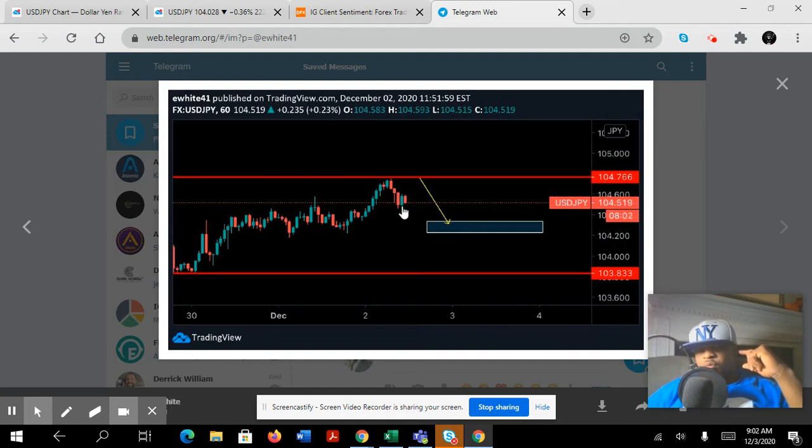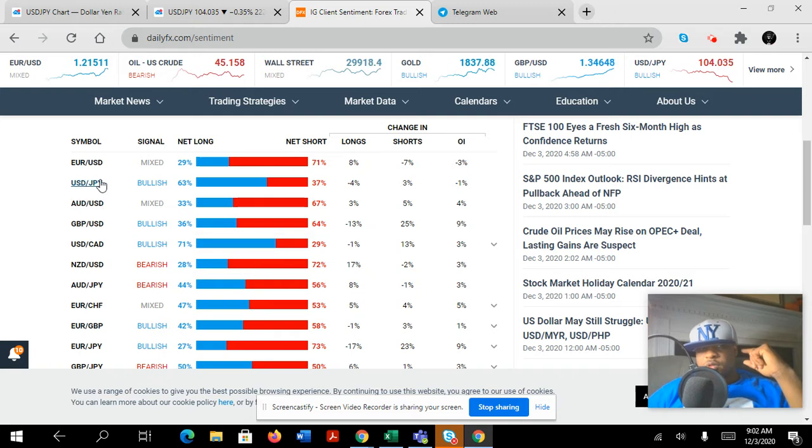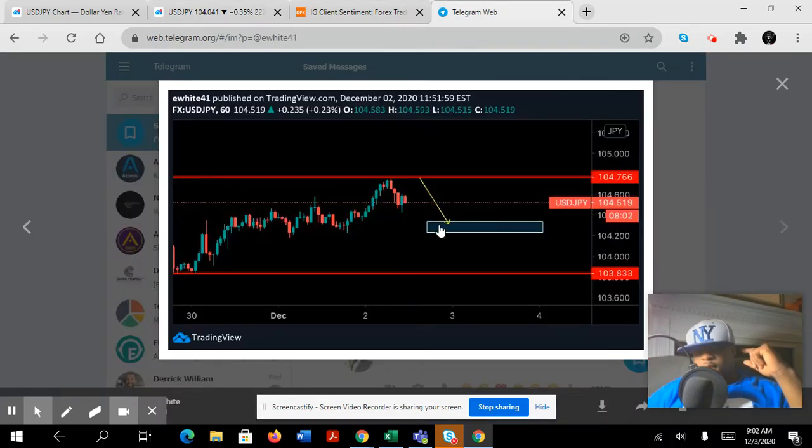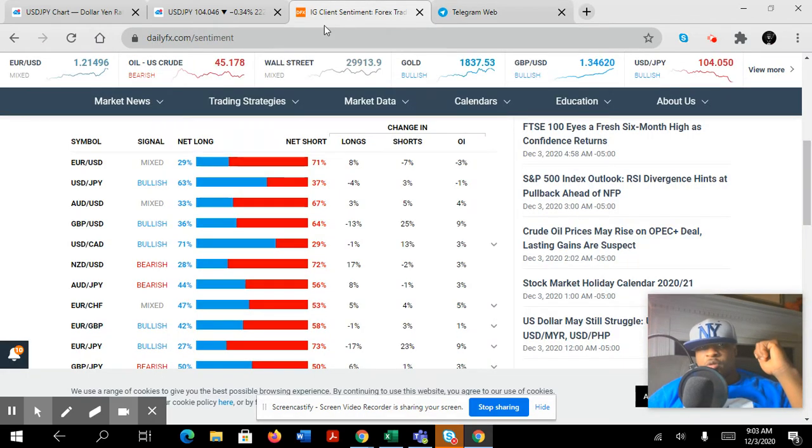But what I started noticing here is that the sentiment was bullish. 63% were long, 37% short. So that increased my bias to say, I think we're going to go to the downside, because I told you guys about sentiment trading before. We want to do the opposite. But when we do this opposite, we also got to have our technicals line up and it makes sense.